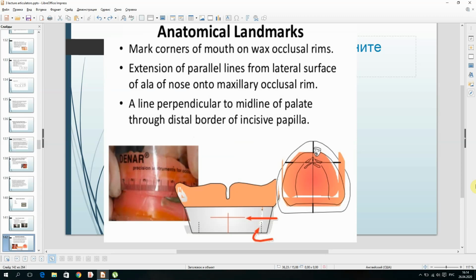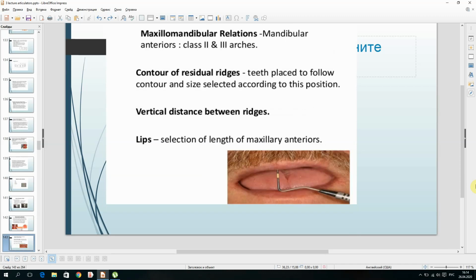Anatomical landmarks. Mark corners of mouth on wax occlusal rims, extension of parallel lines from lateral surface, ala of nose onto maxillary occlusal rim, a line perpendicular to midline of palate through distal border of incisive papilla. Maxillomandibular relations, mandibular anteriors, class 2 and 3 arches, contour of residual ridges, teeth placed to follow contour and size selected according to this position. Vertical distance between ridges, lips, selection of length of maxillary anteriors.